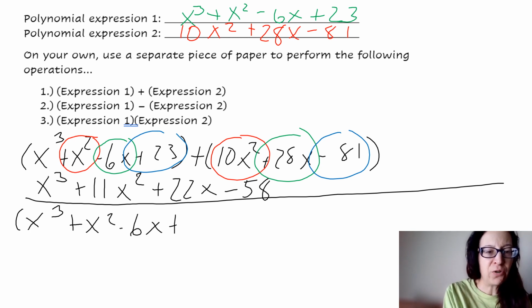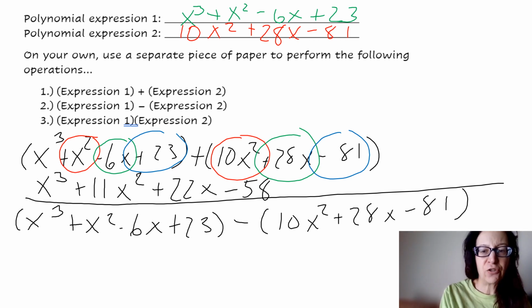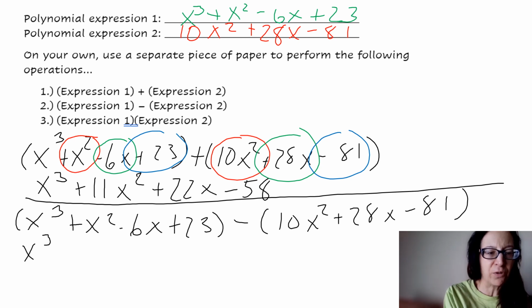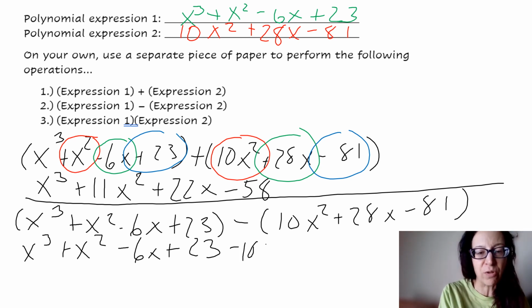So on your test, you're going to have your polynomials, and we're going to be subtracting them. And what I strongly encourage you to do is one middle step right in here. So we'll do x to the third plus x squared minus 6x plus 23. But remember, the most common mistake with subtraction is not distributing the negative. So I highly recommend that you do a middle step here where you distribute the subtraction.